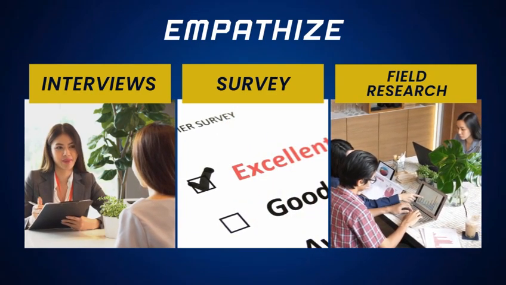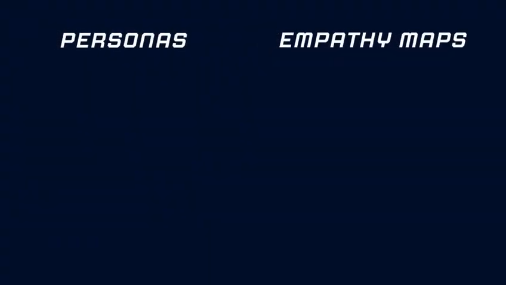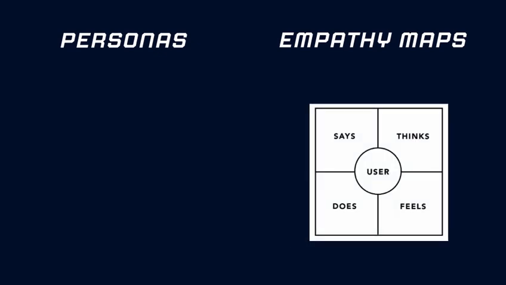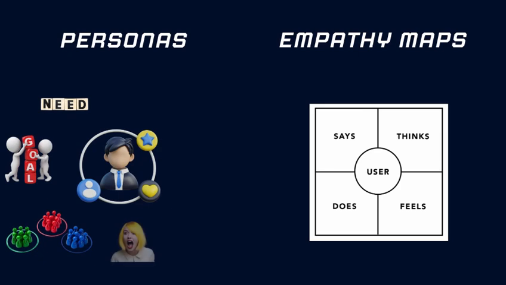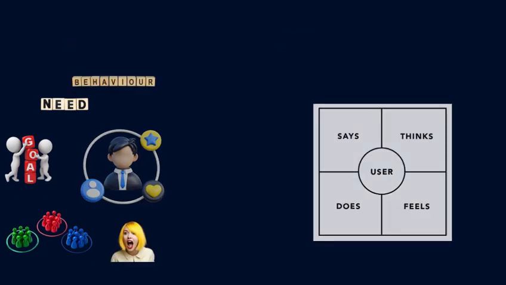In the empathy stage of UX design, personas and empathy maps are two key tools used to represent and understand users deeply. What is an empathy map? An empathy map is a visual tool that helps UX designers capture user experience and perspective. It is usually divided into sections that describe what the user says, thinks, does, feels. A persona is a fictional but research-based character that represents a key user segment. It includes demographic details, goals, needs, frustrations, and behaviors.